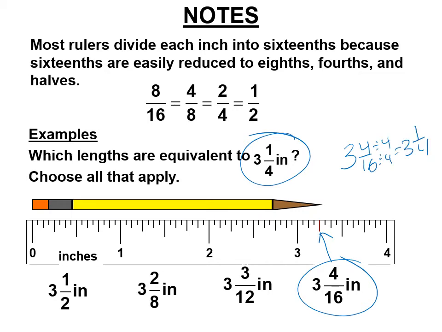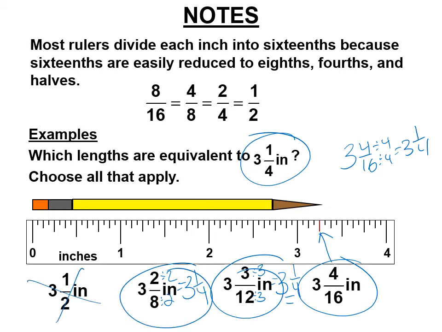What about the other three? Are they equal to 3 and 1/4? Well, how would you do that? Well, you try to simplify them. Let's simplify this one. 3 and 3/12. Oh, that also simplifies to 3 and 1/4, so that's equal to 3 and 1/4. 3 and 2/8. That also simplifies to 3 and 1/4. But 3 1/2 would be halfway between 3 and 4. It would not be at 3 and 4/16. So whenever you see a ruler, you should double check it because there are exceptions. There are ones that are in 12ths and 8ths, but usually 16ths.